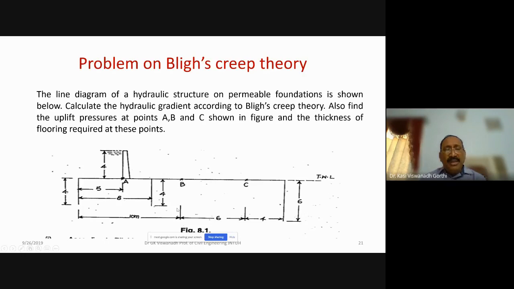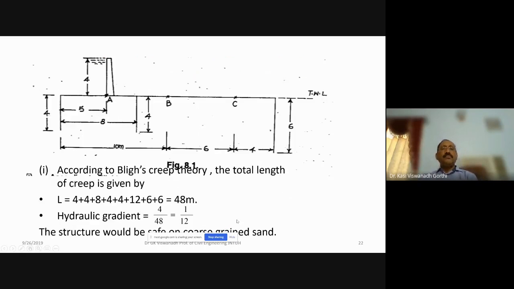Location of B is 10 meters. Location of C is 16 meters. And the total floor length is 20 meters, given. So, according to Bligh's creep theory, now you have to find the total creep length.